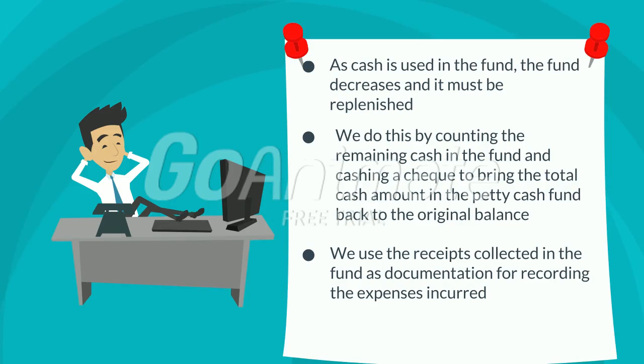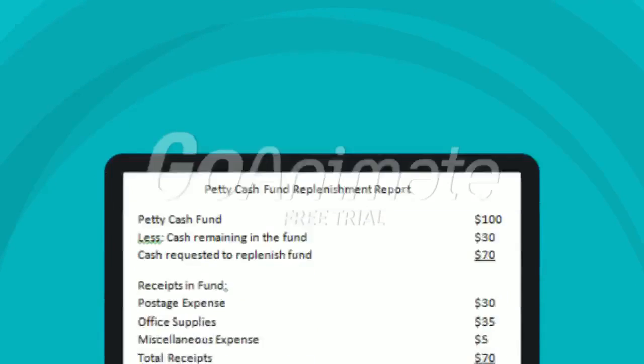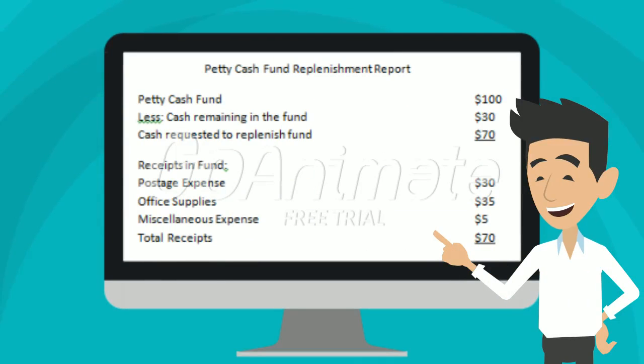We use the receipts collected in the fund as documentation for recording the expenses incurred. In our example, the cash in our petty cash fund is counted and only $30 remains. We then need to cash a cheque for $70 to bring the cash back to its original $100. We also need to count the total receipts. In this case, our total receipts equal our total cash spent from the fund. Therefore, we would cash the cheque for $70 to replenish the fund.